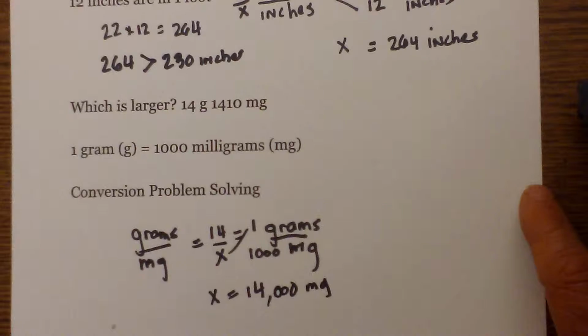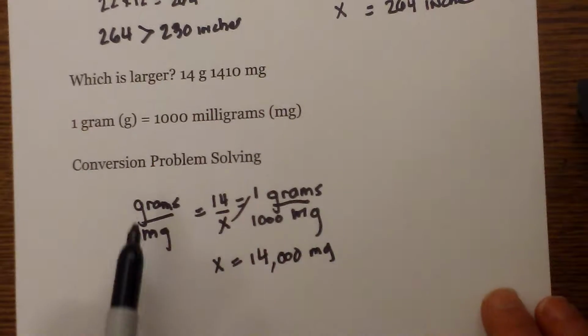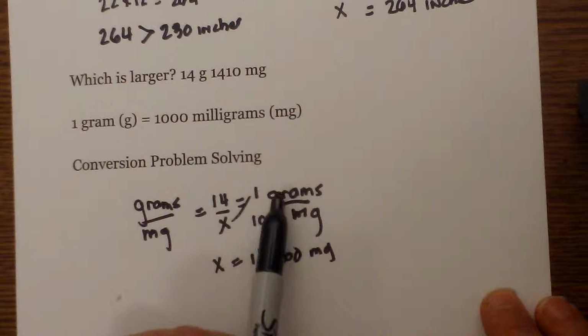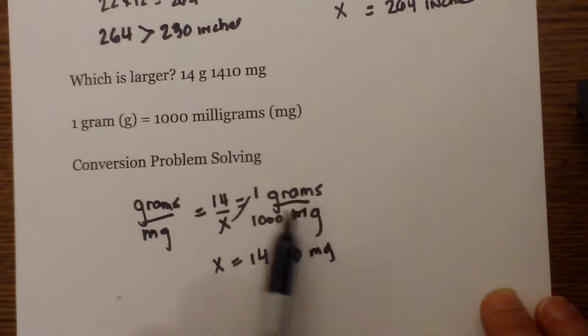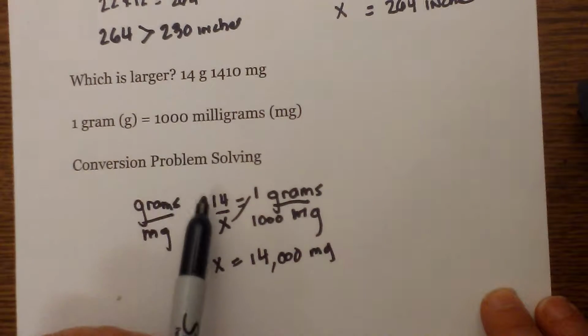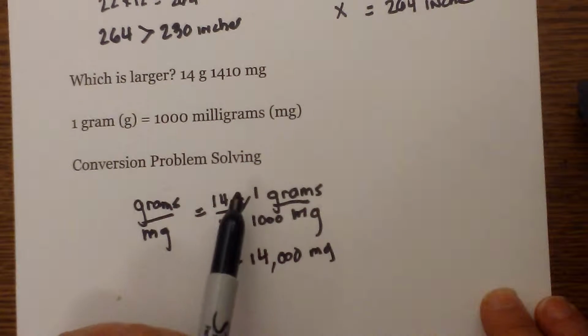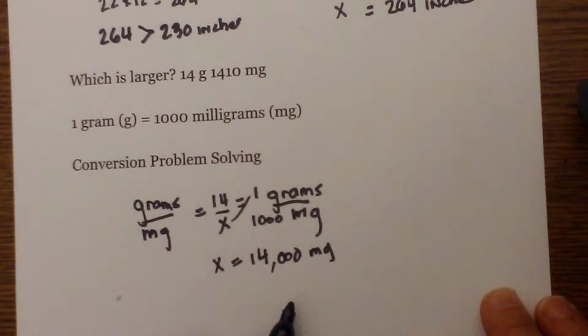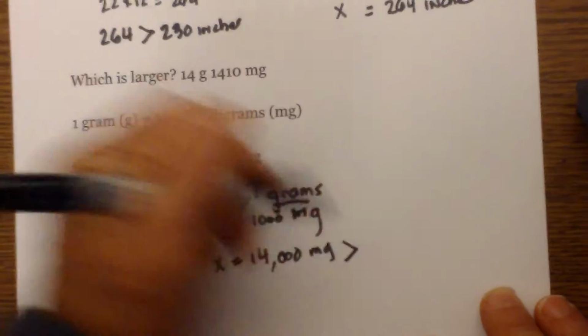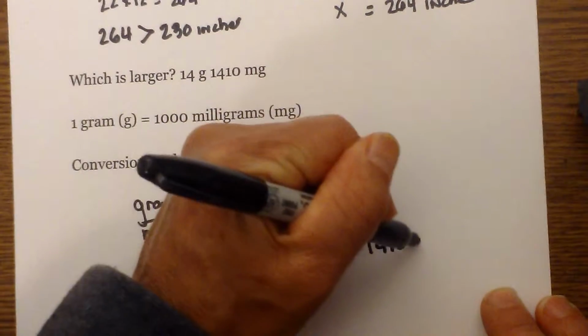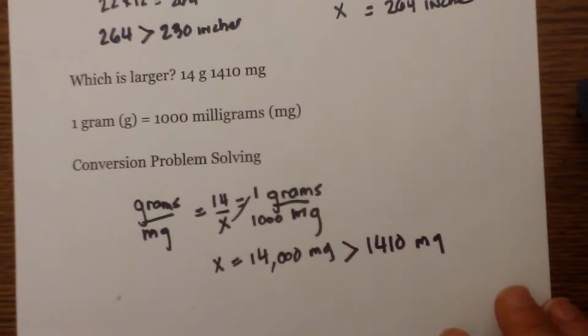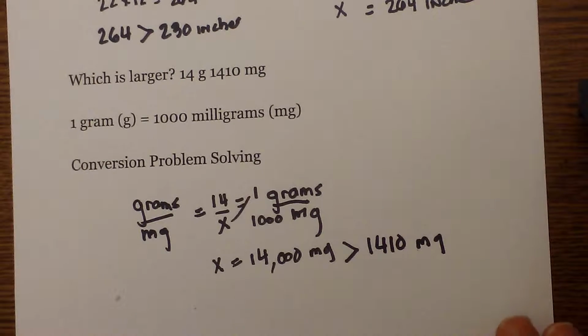So x is equal to 14,000 milligrams. Again, what I did was I put grams on the top, milligrams on the bottom, and filled in what information I know. I know I had 14 grams. I'm looking for x, and then I put 1 gram is equal to 1,000 milligrams. And so now I know that 14,000 is greater than 1,410 milligrams. That is fairly easy. So 14 grams is greater than 1,410 milligrams.